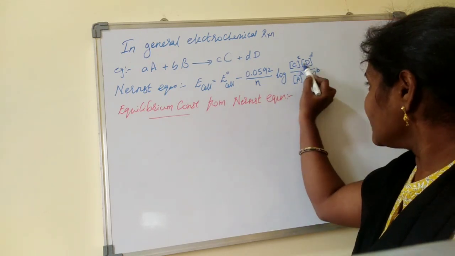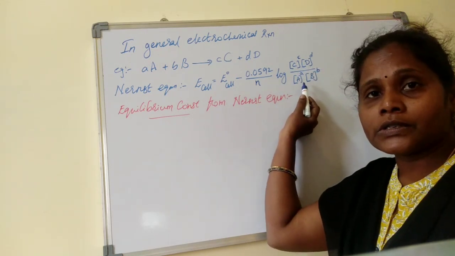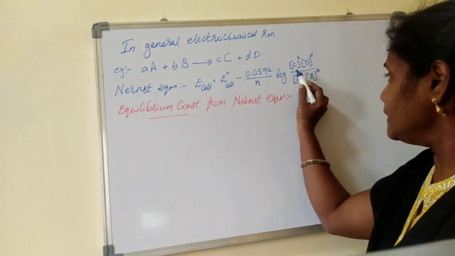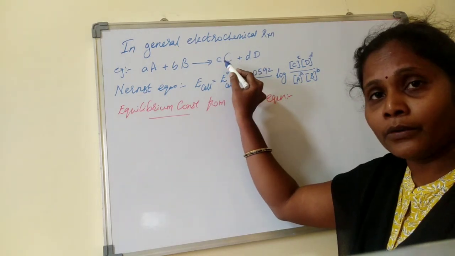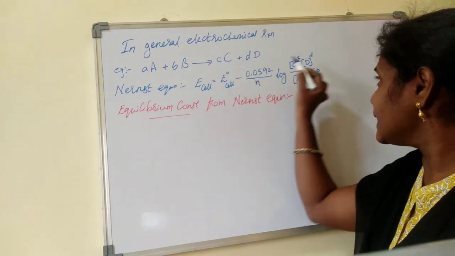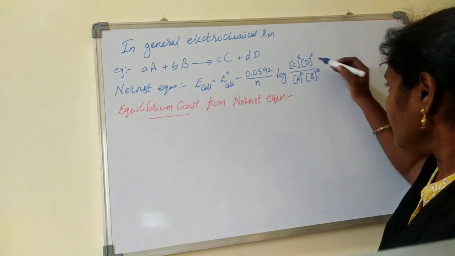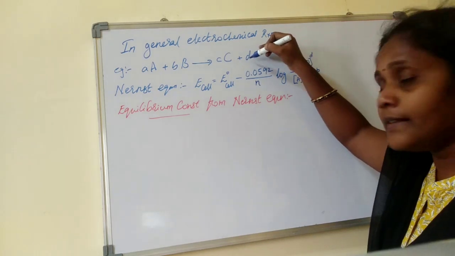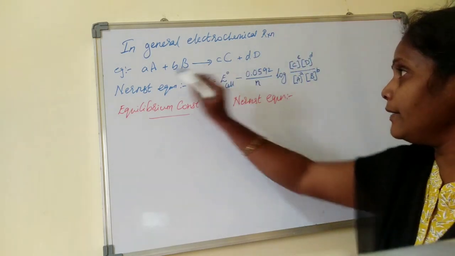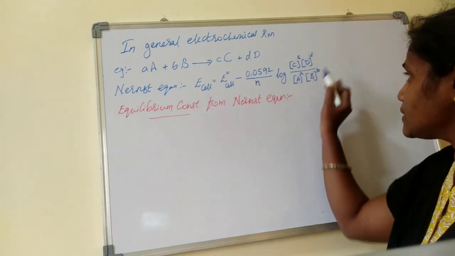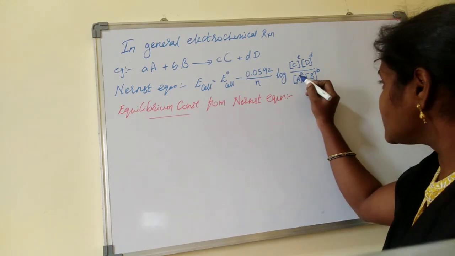Log of product concentration by reactant concentration. So product C, and the number of moles I don't know, therefore small c is indicated. It will be given as the power c of that. Then D to the power d, that is the number of moles. Similarly, reactant A and reactant B. Product concentration by reactant concentration.